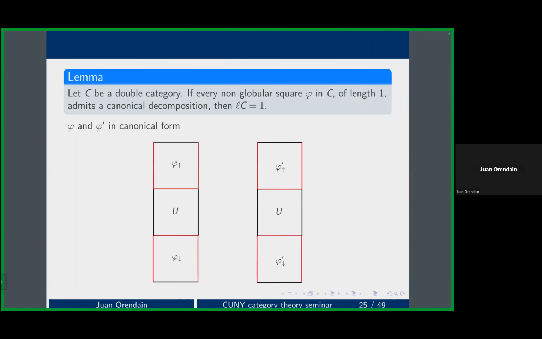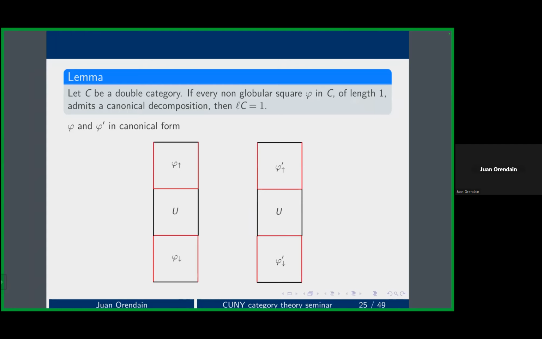Now we have this very nice lemma. If C is a double category, and every non-globular square phi of C of length 1 admits a canonical decomposition, then the length of C is equal to 1. So if every square of length 1 admits a canonical decomposition, or is a canonical square, then the double category is of length 1. Now, how does this argument go?